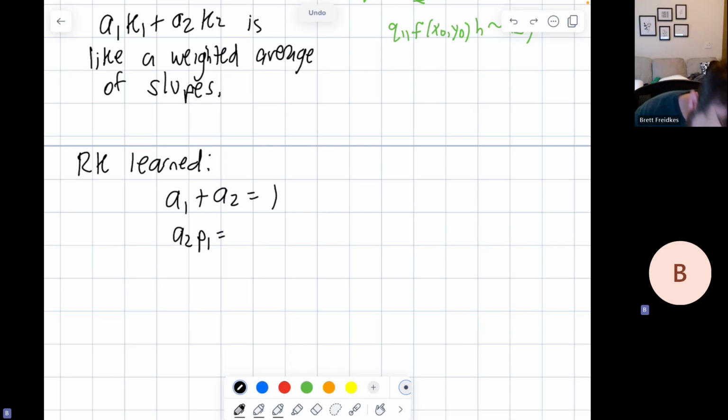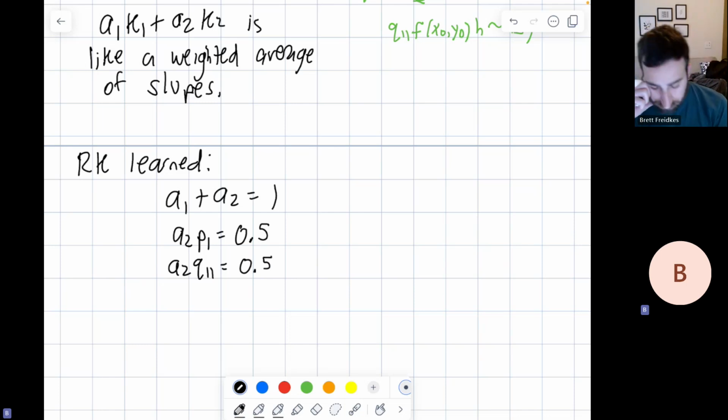They learned that A2P1 was a half. And they learned that A2Q11 is also a half. And again, note, this is for the second order Runge-Kutta method. We're not talking about fourth order. So these equations would be different for a higher order Runge-Kutta, but for our purposes, this is good enough.